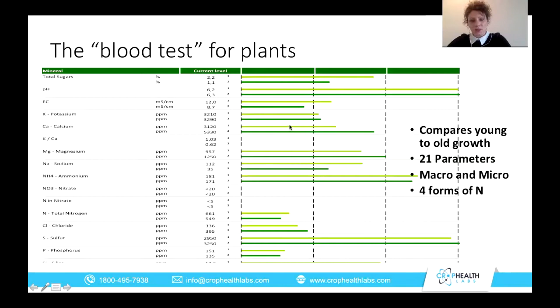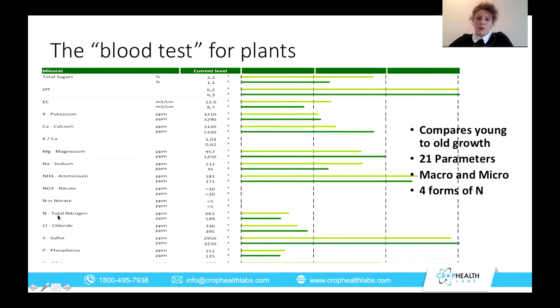There are 21 different parameters by which we evaluate the plants. Some of the non-nutrient indicators here are total sugars, total pH, electrical conductivity, EC, and then some key ratios like potassium to calcium. And you'll see here there are 4 different types of nitrogen, which will also come into play. You as consultants definitely are aware of this, but ammonium is an indicator of total plant health and viability, nitrate, total N and nitrate, and then total nitrogen.